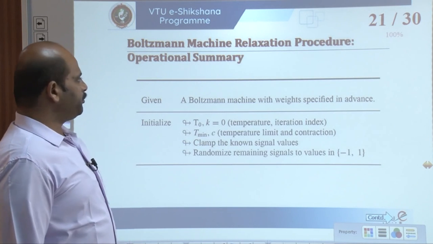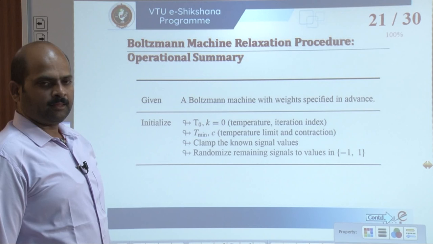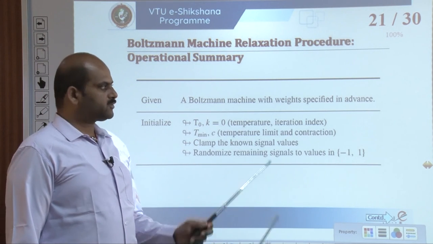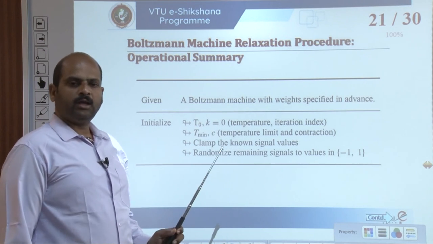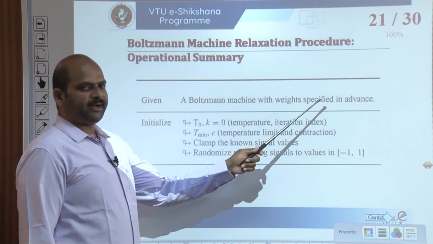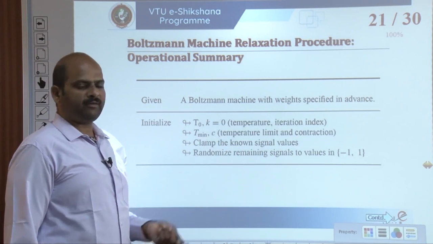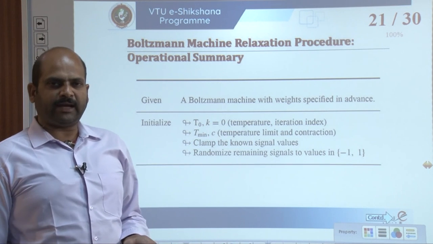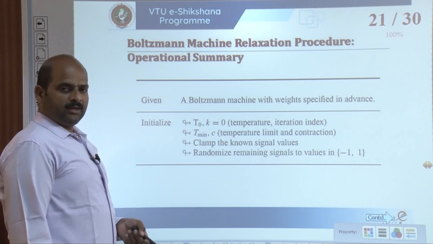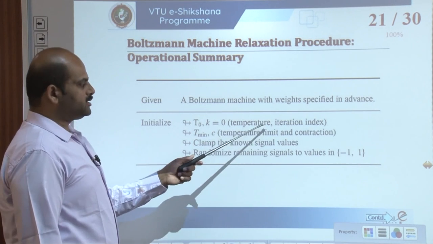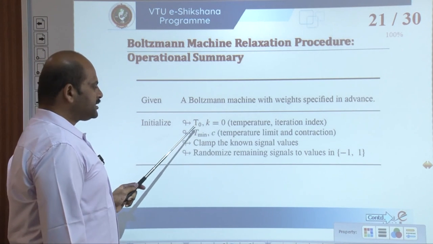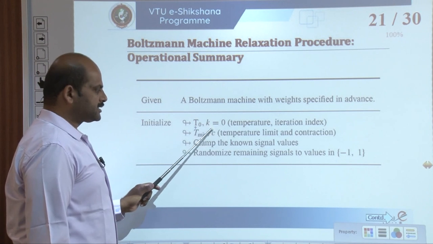Moving on to the next, the operational summary. The procedure can be easily summarized in algorithm form, as given here. Let me see about that. A Boltzmann machine with weights specified in advance, as we are already aware. We have to initialize: when k is equal to 0, the temperature T naught and the iteration index k.